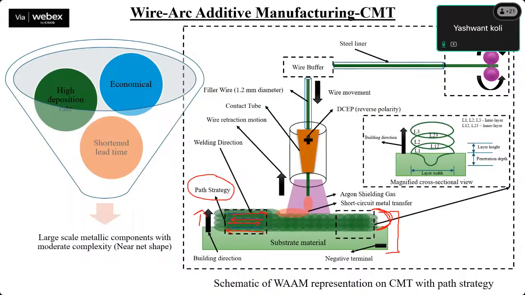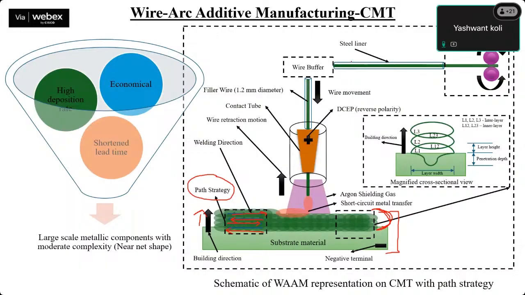This is a single-track, single-wall structure component. That's why we are using this path strategy, so we can use bi-directional. For multi-wall or multi-track, we have to adopt different path strategies. So this is for single-track and single-wall structures. Here is the CMT, and DCEP, reverse polarity, we are using.